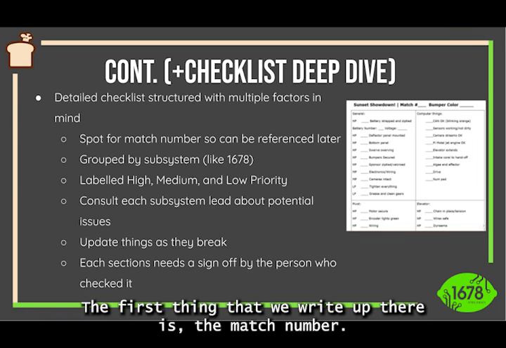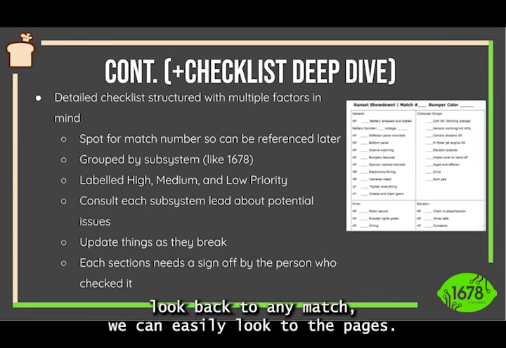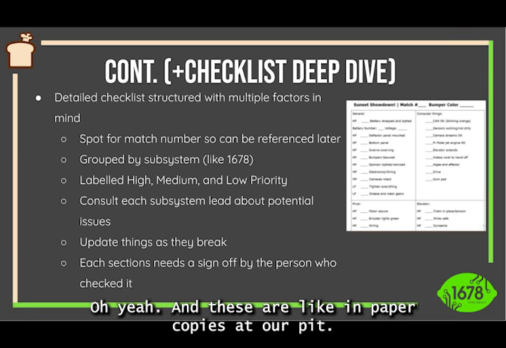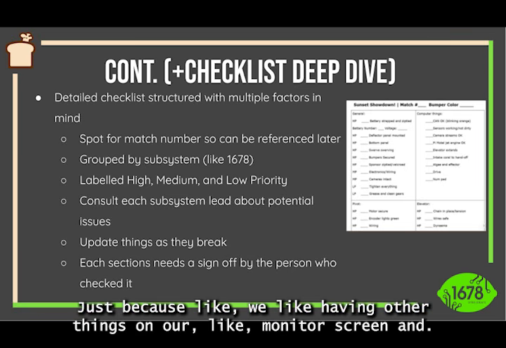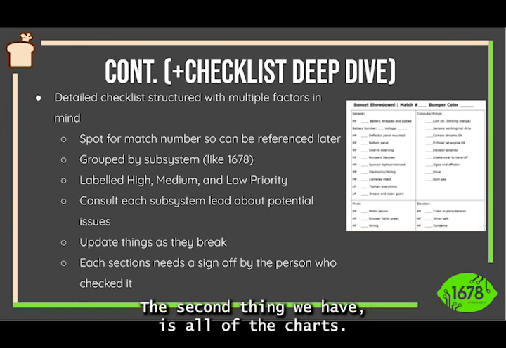The first thing that we write up there is the match number. So if anything goes wrong and we need to look back at any match, we can easily flip through the pages. These are paper copies at our pit, just because we like having other things on our monitor screen. So the first thing we document is the match number. The second thing we have is all of the checks.